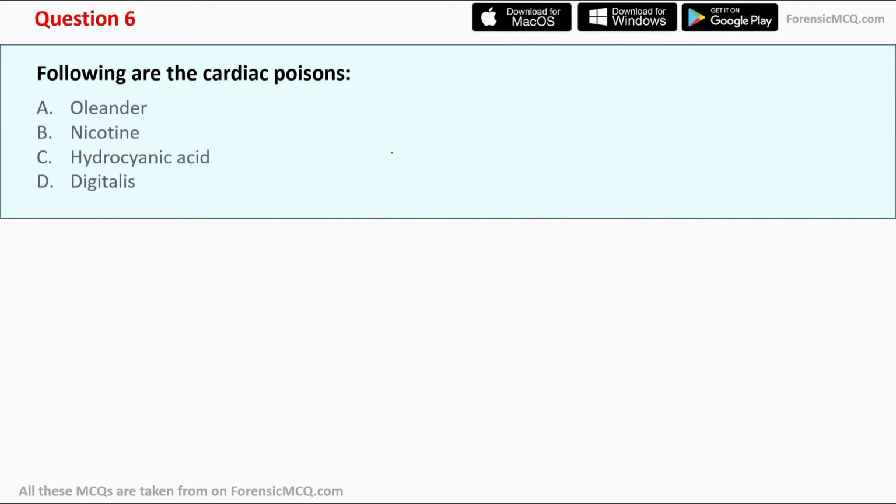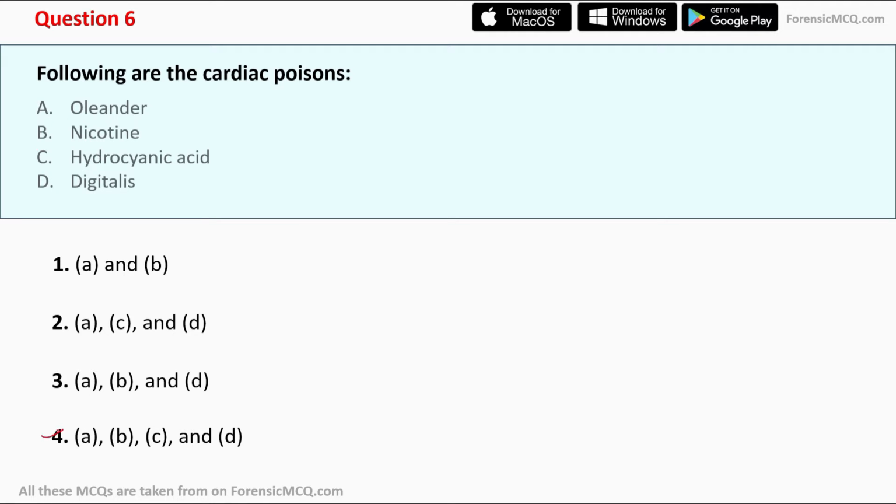Now, let's move to question number 6. Following are the cardiac poisons. Cardiac poisons are usually the poisons that act on the heart. And here are the options. A is oleander, B is nicotine, C is hydrocyanic acid, and D is digitalis. So, all four are cardiac poisons. So, options A, B, C, and D are correct. Option 4, A, B, C, and D, is the correct answer for this question.